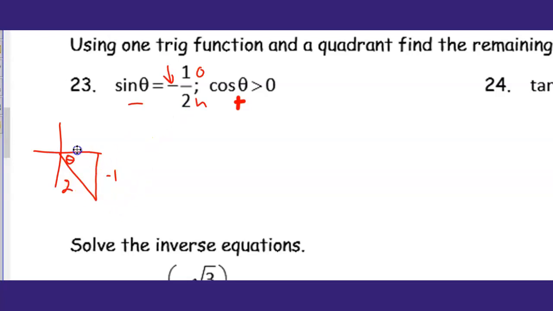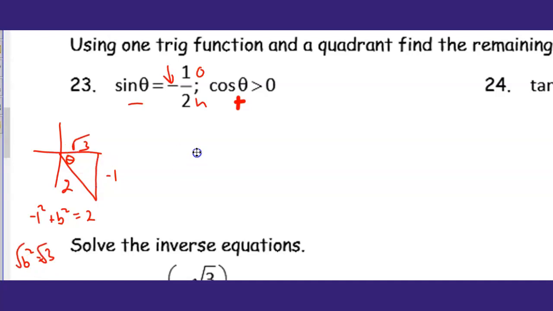Now I'm going to find this side by using the Pythagorean Theorem. So, -1 squared plus b squared equals 2 squared. So that's 4, that's 1. 4 minus 1 is 3. So b squared equals 3. I'm jumping ahead of myself. B squared equals 3, and then we take the square root. So this is square root of 3.